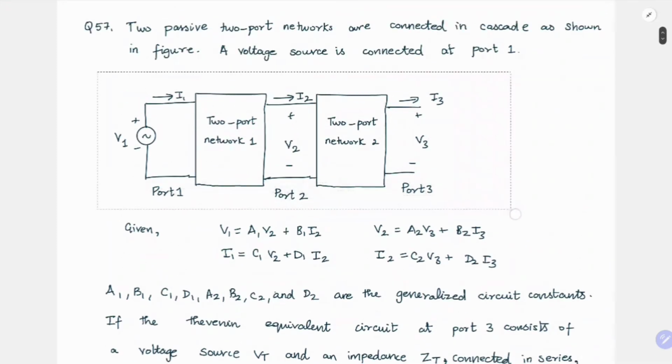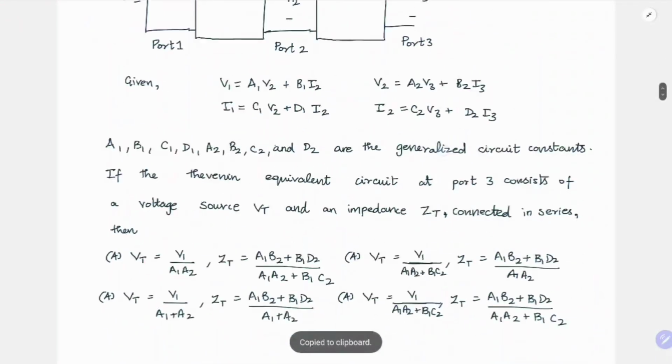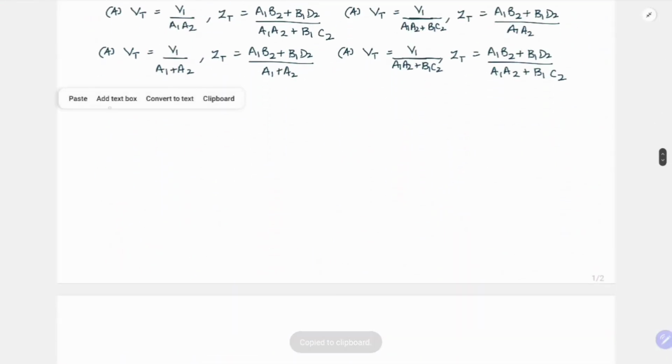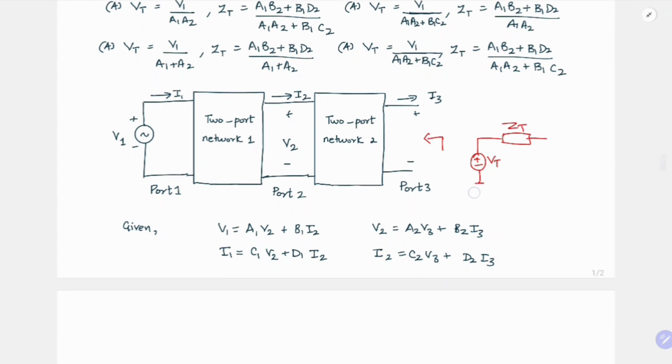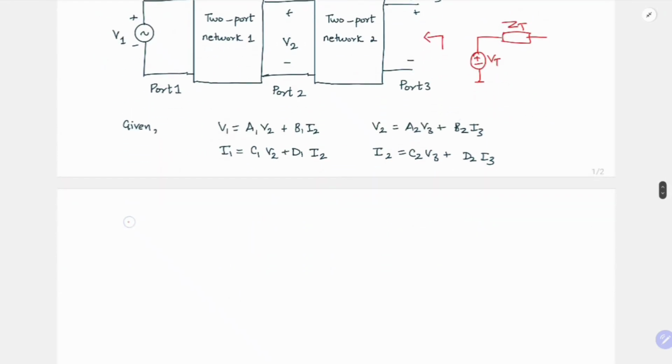So let us take this, put it here. So now looking in from here, we have a Thevenin voltage source Vt and impedance Zt. So they're asking what is Vt and Zt. So this question is again straightforward only. So first let us go ahead and find Vt.